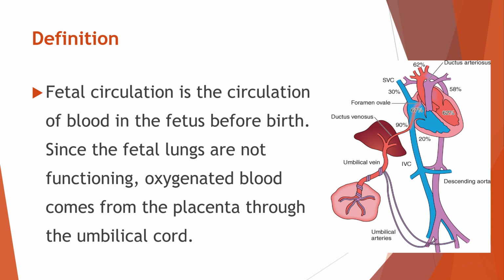This special circulation continues throughout pregnancy. After birth, when the baby takes its first breath, the lungs start functioning, and fetal circulation changes into normal circulation. So, in one sentence, we can say that fetal circulation is the circulation of blood in the fetus before birth, where oxygenated blood is supplied by the placenta through the umbilical cord, because the fetal lungs are not yet functioning.